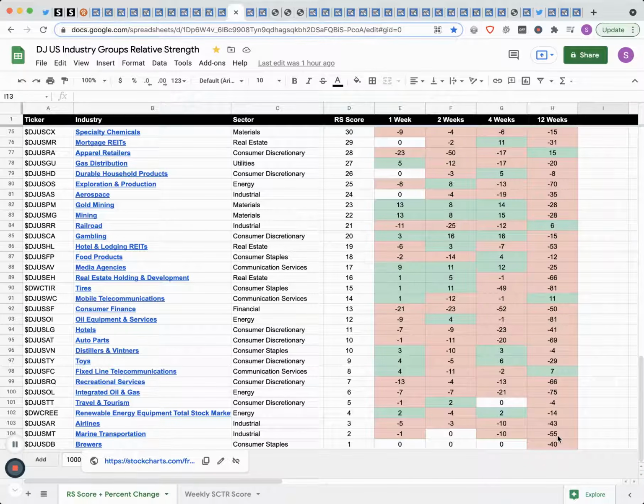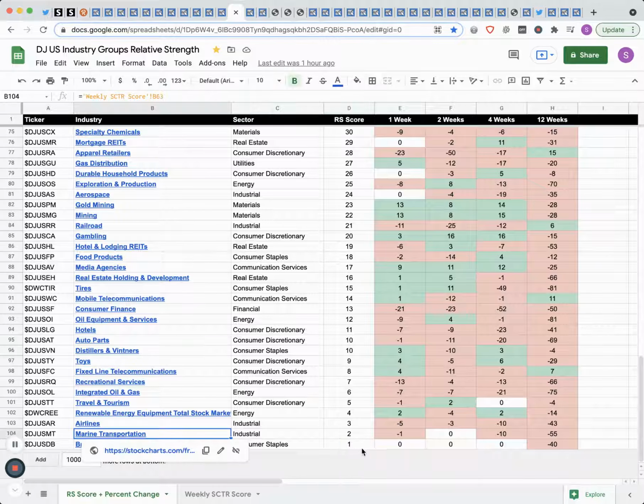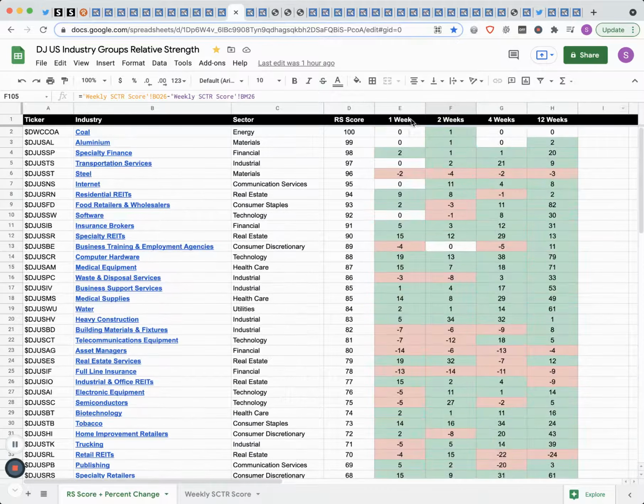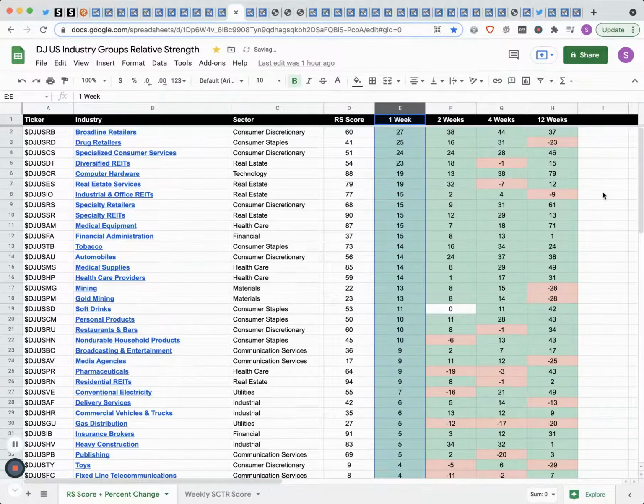You can see in the last 12 weeks, marine transportation was doing really well, 55 places higher. It's not exactly 55 because there are 104 names, but it was halfway up the table, and now it's second from bottom. So that's really fallen off in the last few weeks. And then you can see brewers, which has been having a terrible time of late, and airlines and hotels, etc. So also look at this on a 1 week basis.